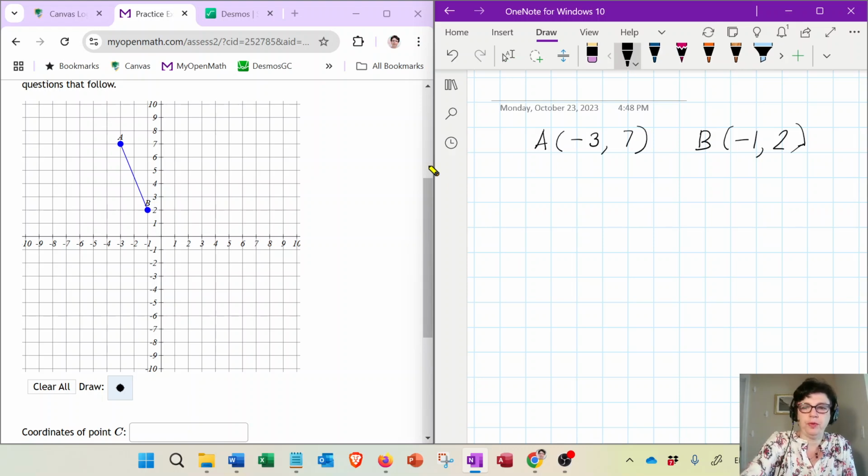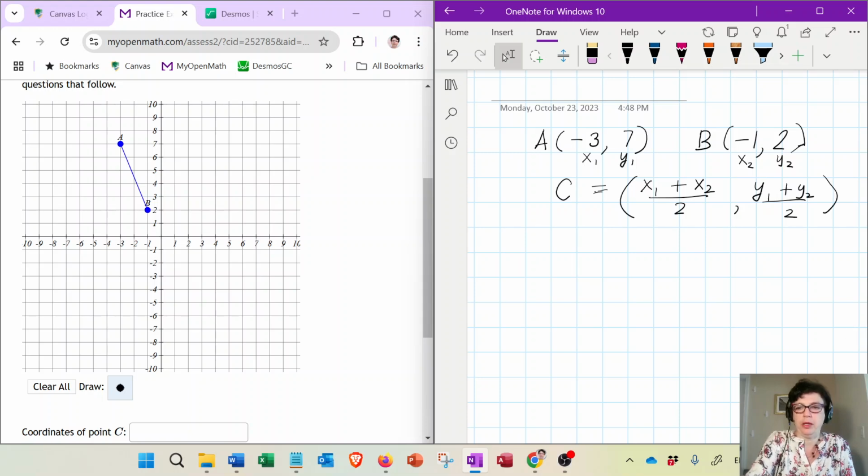Okay, so in order to find the midpoint, and we'll call it point C, we are going to average the x coordinates of each point. So this is x1, this is y1, this is x2, this is y2. So first we're going to take x1, add x2, divide that by 2, so that would be the x coordinate, and then y1 plus y2 divided by 2, that'll be the y coordinate.